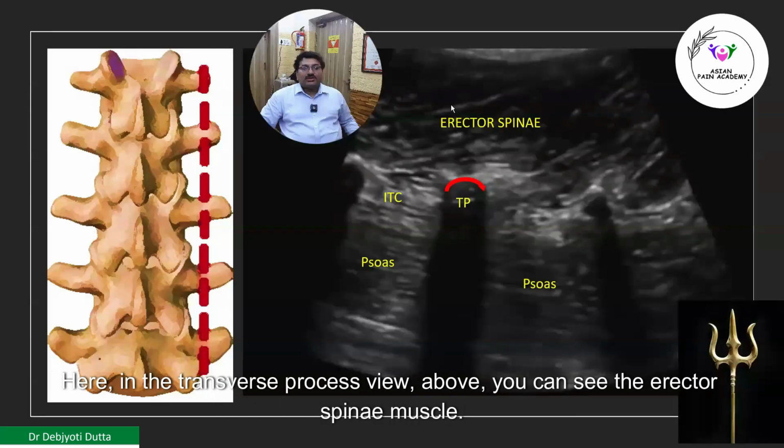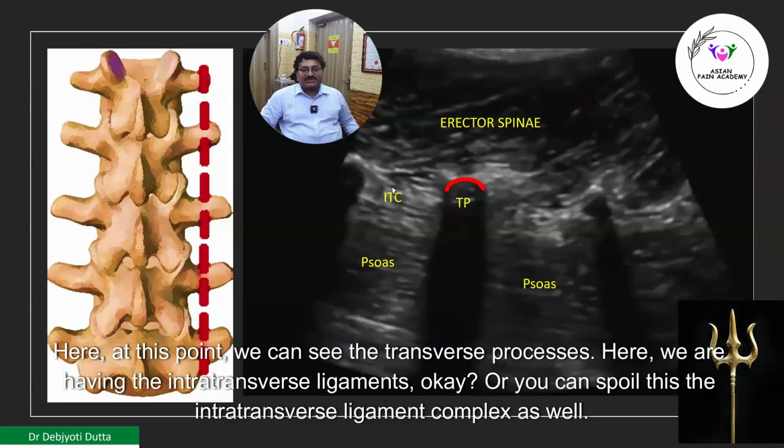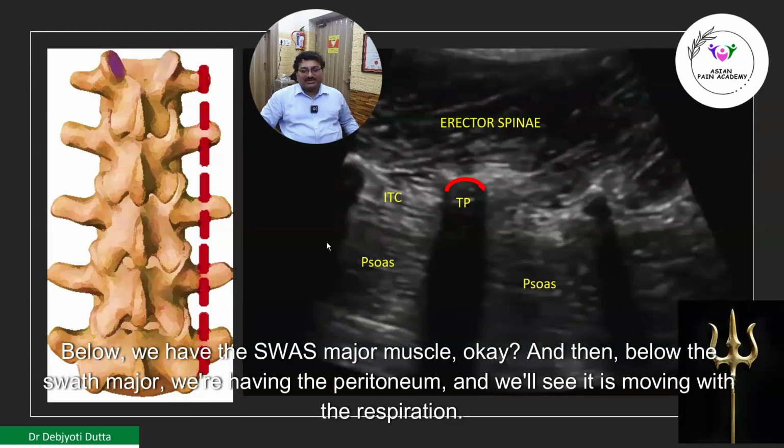Here in the transverse process view, above you can see the erector spinae muscle. At this point we can see the transverse processes. Here we have the intertransverse ligaments, or you can call this the intertransverse ligament complex as well. Below we have the psoas major muscle, and below the psoas major we have the peritoneum, and we will see it moving with respiration.